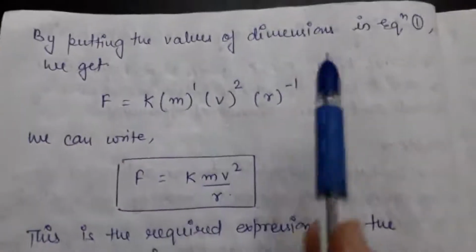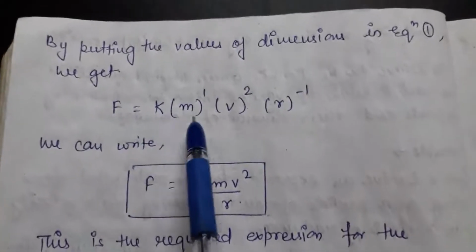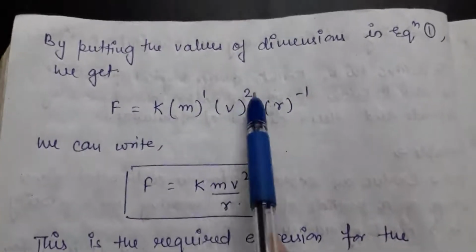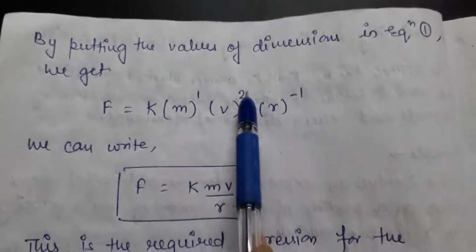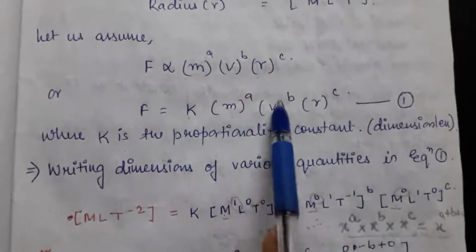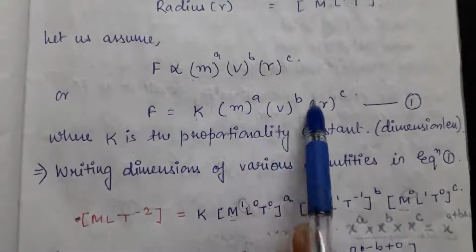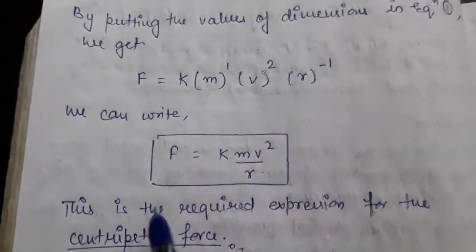If you see here, by putting the values of the dimensions in equation 1, we got F is equal to K M power 1, V power 2 and R power minus 1. Why have I written M power 1, V power 2 and R power minus 1? Because previously we wrote this equation as equation number 1. We got the ABC values, and we are just putting them in this equation. So we will get F is equal to K M to the power 1, V to the power 2, R to the power minus 1.